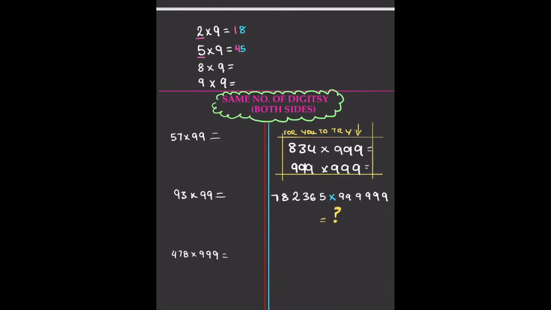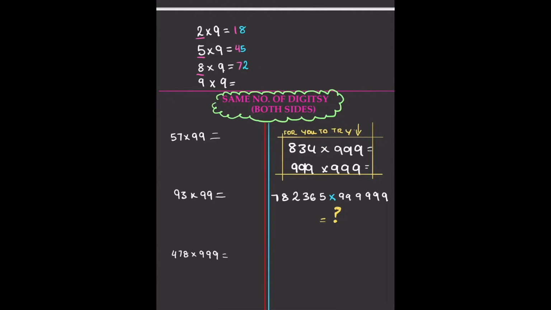8 times 9. We're going to do the same thing. Take away 1 from 8. 8 minus 1 is 7. So we're going to write that 7 here. Then we're going to see which number we will have to add to this 7 to give us 9, which will be 2. And 7 plus 2 is 9.